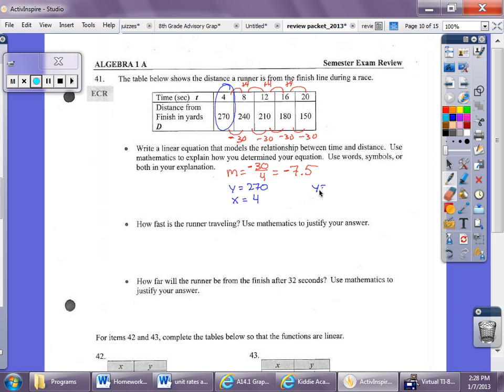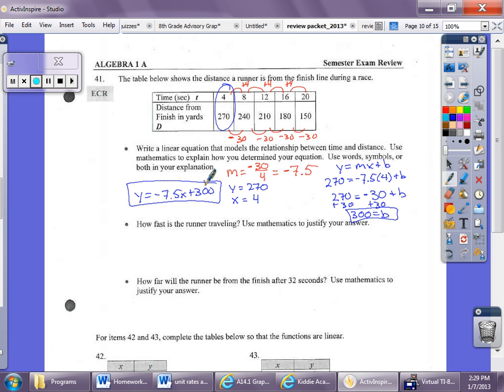y equals mx plus b. So 270 equals negative 7.5 times 4 plus b. 7.5 times 4 is negative 30, plus b, and then we add 30 to both sides. So 300 equals b. So our equation is going to be y equals negative 7.5x plus 300.